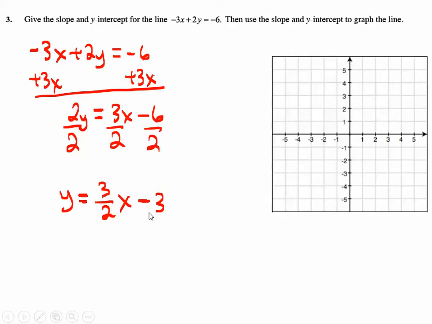So the negative 3 is where we go find it on the y-axis. So negative 3 would be about right there. Okay, this means 3 up. And that means 2 to the right. So 1, 2, 3 up, 1, 2 to the right. There it is. And again, connecting it, extending it, put arrows at the end. We're good to go.